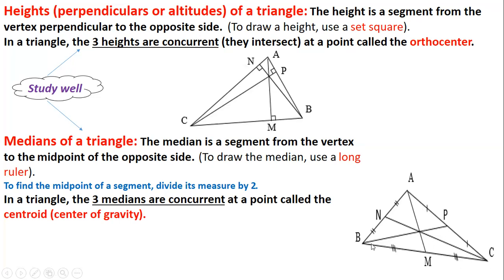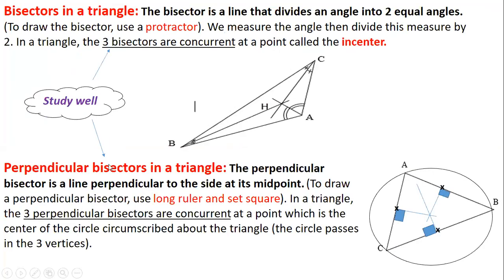Now, after drawing the 3 medians in a triangle, also the 3 medians in a triangle are concurrent. They intersect at the same point, and this point of intersection is called the centroid or center of gravity. So these definitions and lines with the definition and the lines of the median should be memorized. Now we move to the next line.